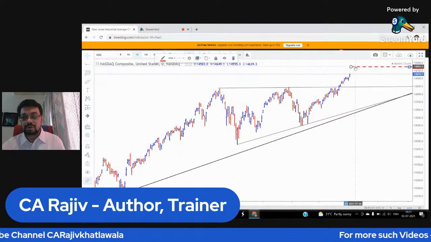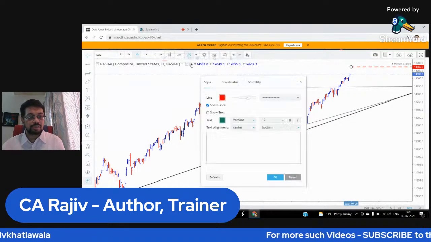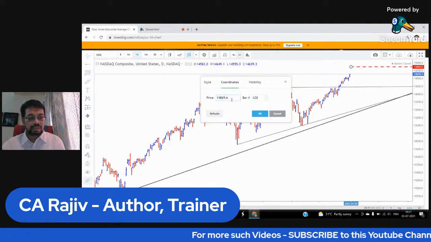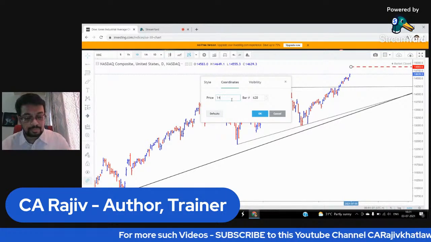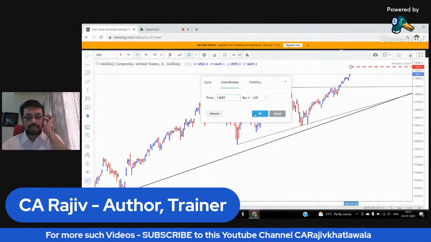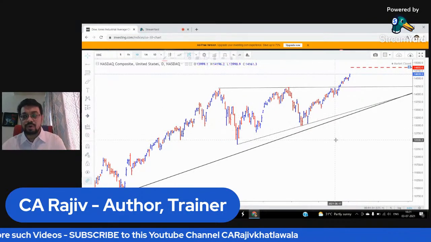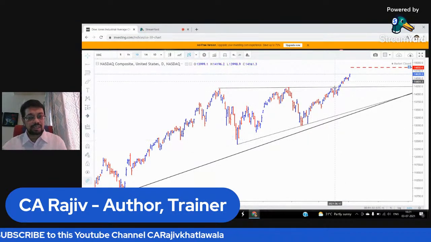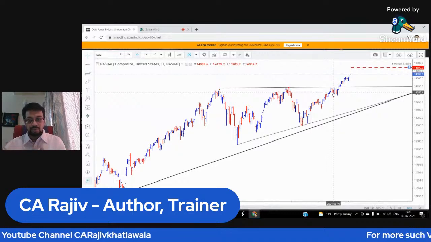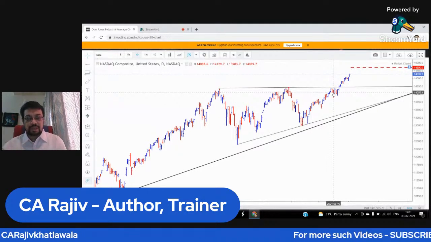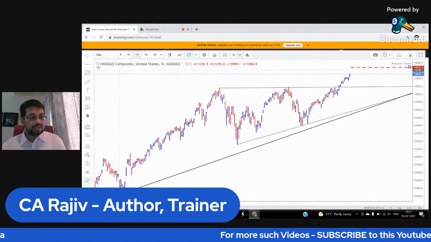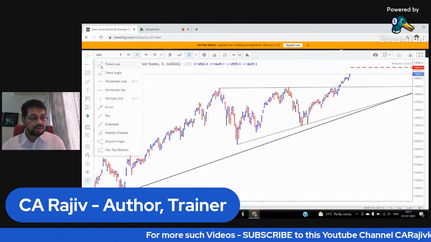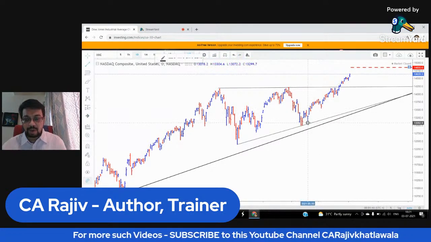I think I have not got it exactly, so I'll just change the value here by changing the coordinates. So 14,850 is something which we will look out for on the upside in the immediate next few days. On the lower side, the current rally is quite a steep one.